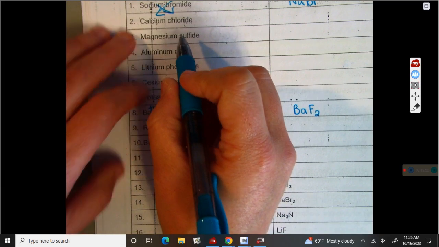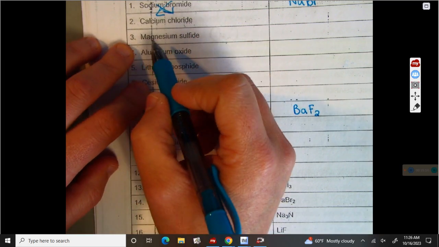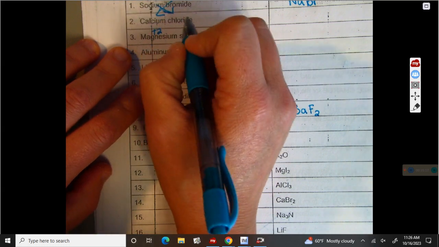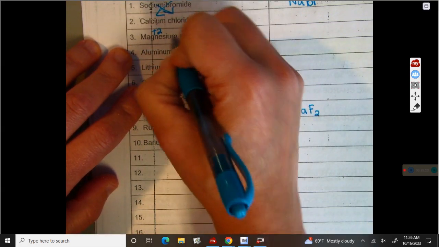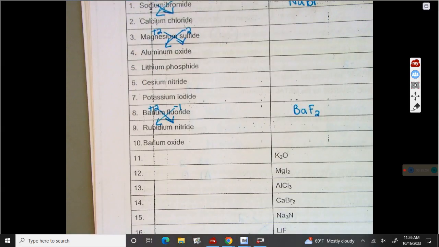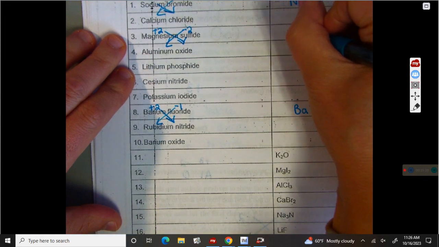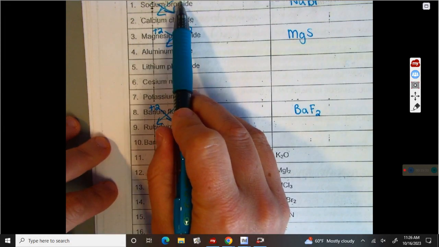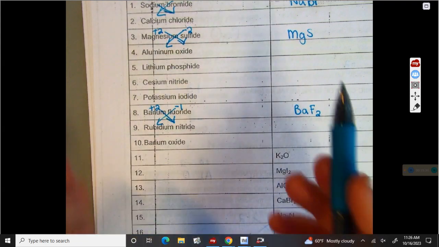Let's do magnesium sulfide. This is number 3. Magnesium is positive 2. Sulfur is negative 2. So I drop and swap the charges. Now here's what I want to show you. If you have equal and opposite charges, you drop them all together. So it's going to be MgS. So the only times you won't write it is if they are 1 or if you have the same charge.